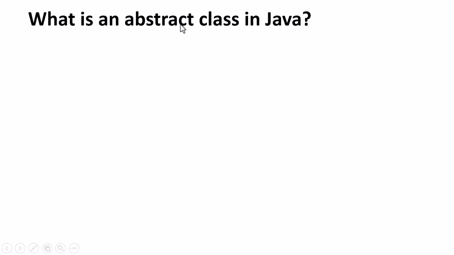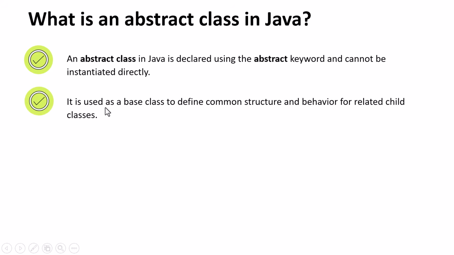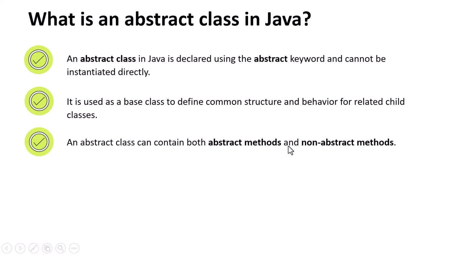Next question. What is an abstract class in Java? An abstract class in Java is a class that is declared using the abstract keyword. It is used as a base class when we want to define common structure and behavior, but we do not want objects to be created directly from that class. An abstract class can contain abstract methods and non-abstract methods. Abstract methods do not have a body and must be implemented by child classes, while non-abstract methods already contain code and can be directly reused.